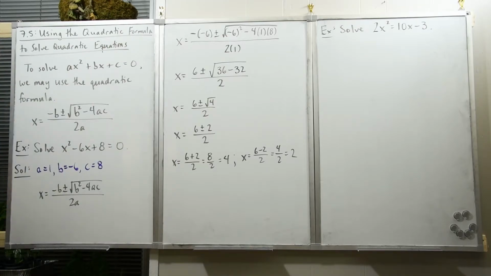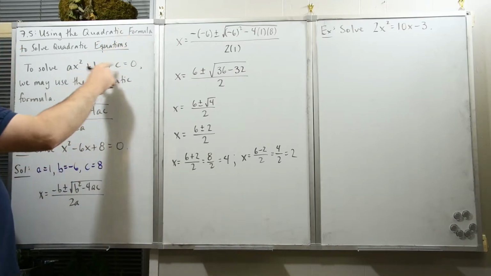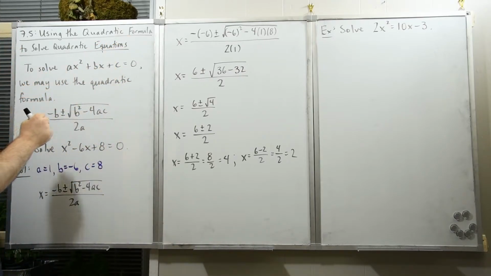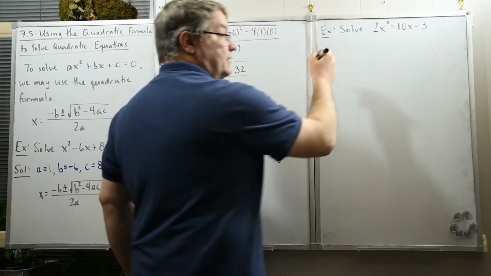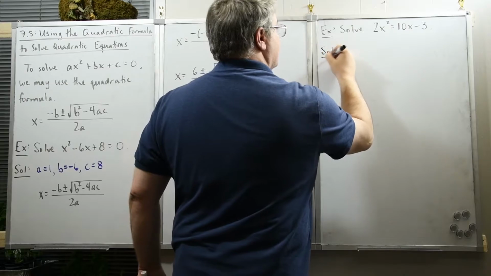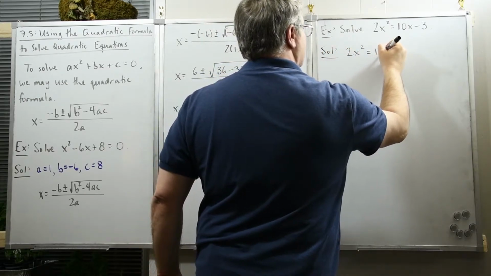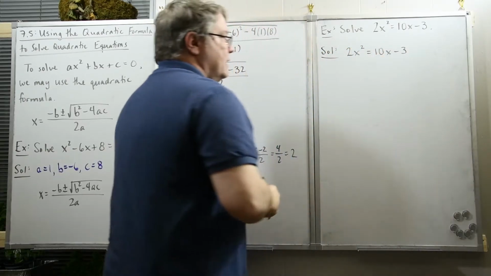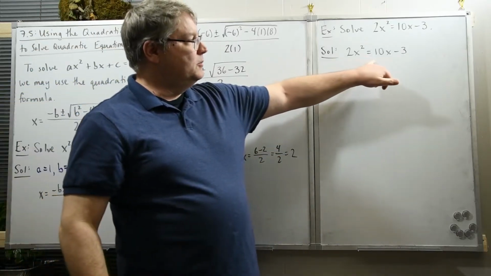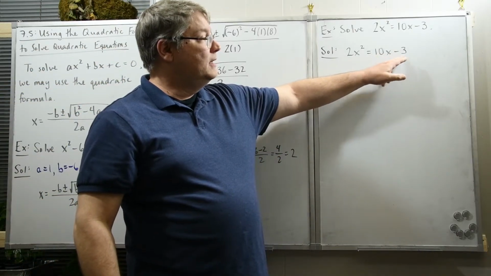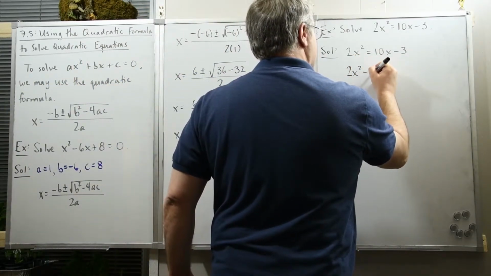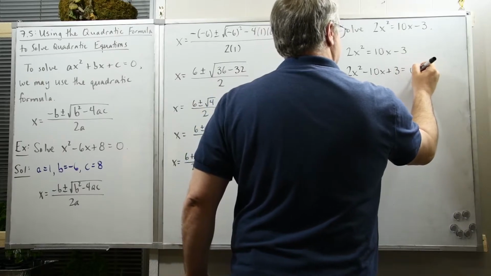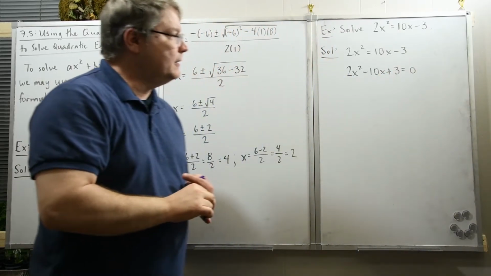Now, when we take a look at this example, what we may notice is that this equation doesn't have the form that we're looking for. We want to make sure we're getting all our terms on one side of the equation, so the other side is equal to 0. And so what that would mean is that we would need to subtract 10x from both sides of the equation and add 3 to both sides. So that would give us 2x squared minus 10x plus 3 is equal to 0.